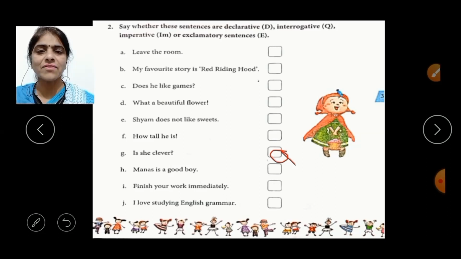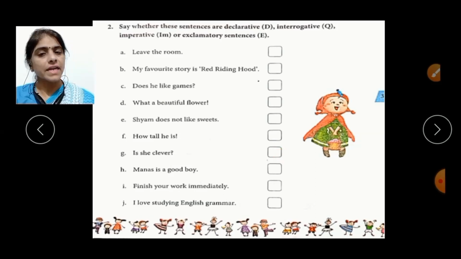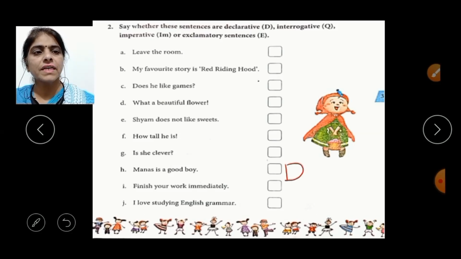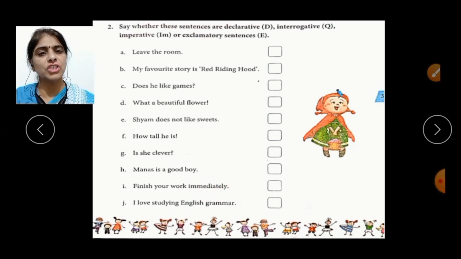Okay, let's have the next one. The next sentence, Manas is a good boy. As this sentence is declarative, so this is a declarative sentence and it also ends with a full stop. So for declarative sentence we will write D. D for declarative.